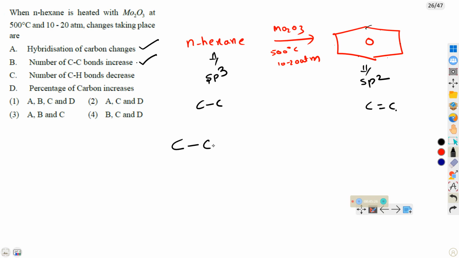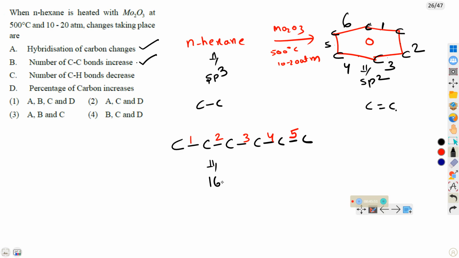N-hexane 1, 2, 3, 4, 5, 6. How many CC bonds are present? 1, 2, 3, 4, 5 CC bonds are present. So here between carbon and carbon 1, 2, 3, 4, 5, 6. Number of CH bonds decreases. Here 14 CH bonds are present, but here how many CH bonds are present? 6 CH bonds are present, correct. Percentage of carbon increases, correct. First option.